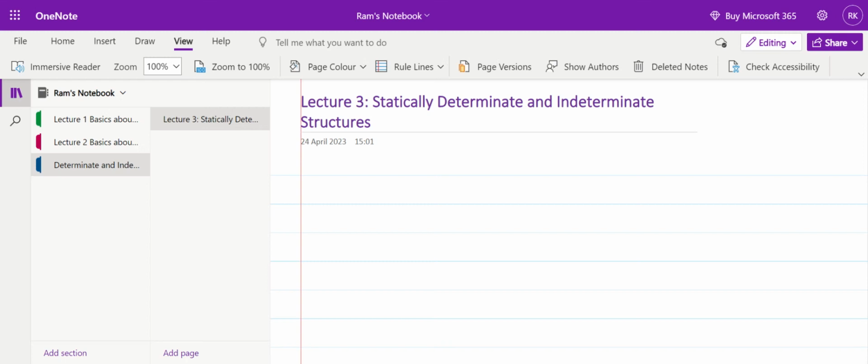Welcome students to our lecture 3. Today we are going to discuss statically determinate and indeterminate structures.